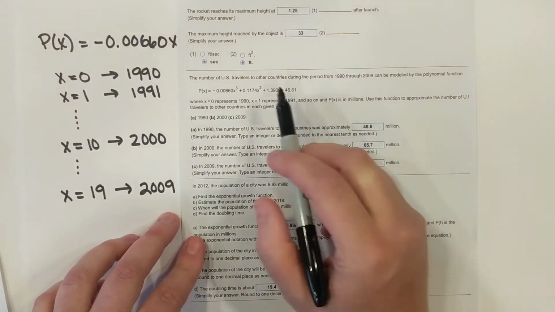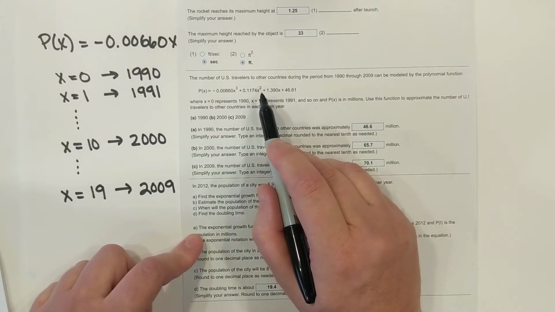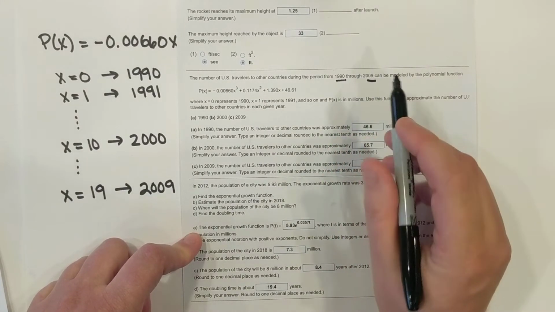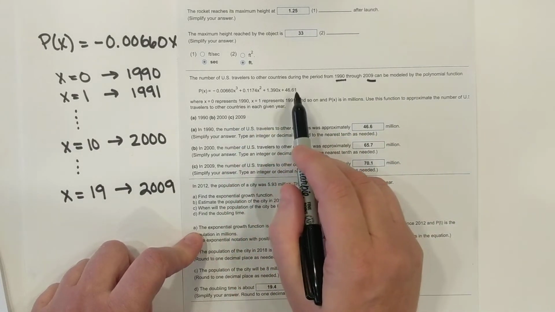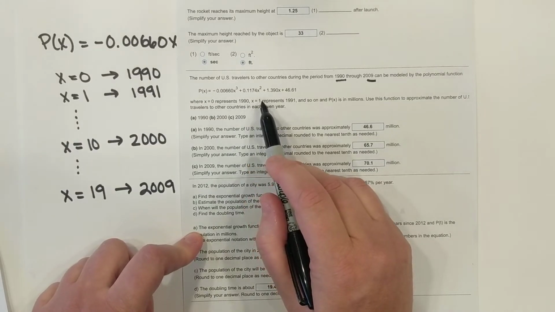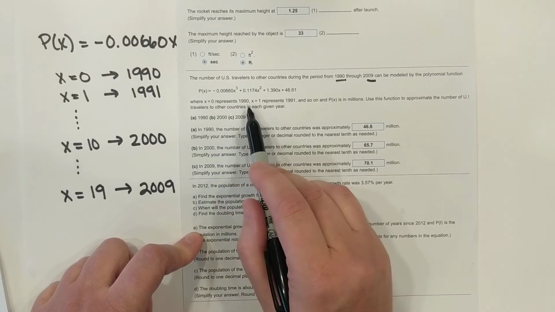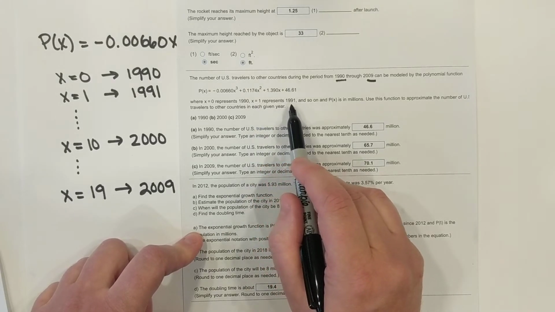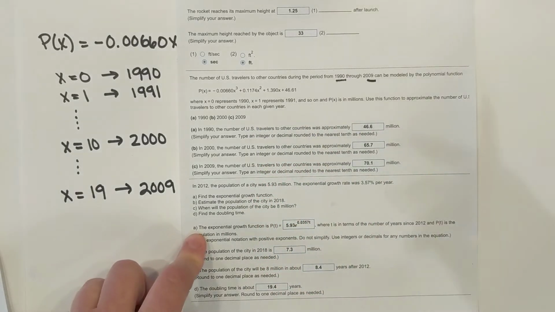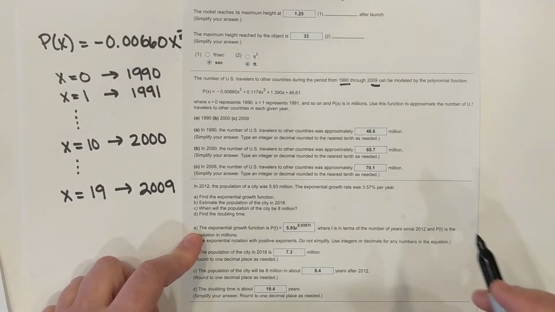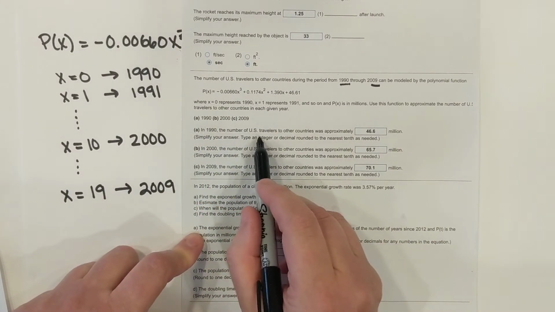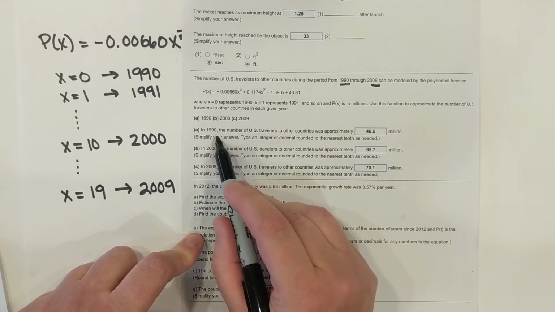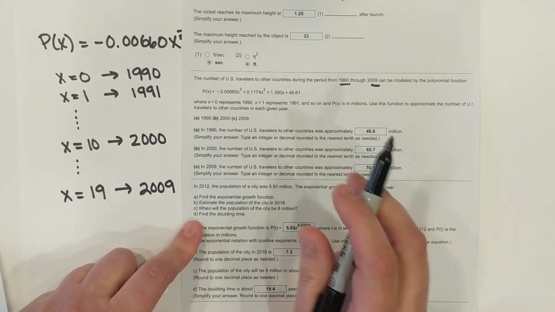All right, so this one's talking about the travelers in the U.S. from the period 1990 to 2009. And it can be modeled by this polynomial. X represents 1990. X equals 1 represents 1991. X equal 2 would be 1992, etc. So we need to figure out how many travelers came to the U.S. in 1990 for the first part.